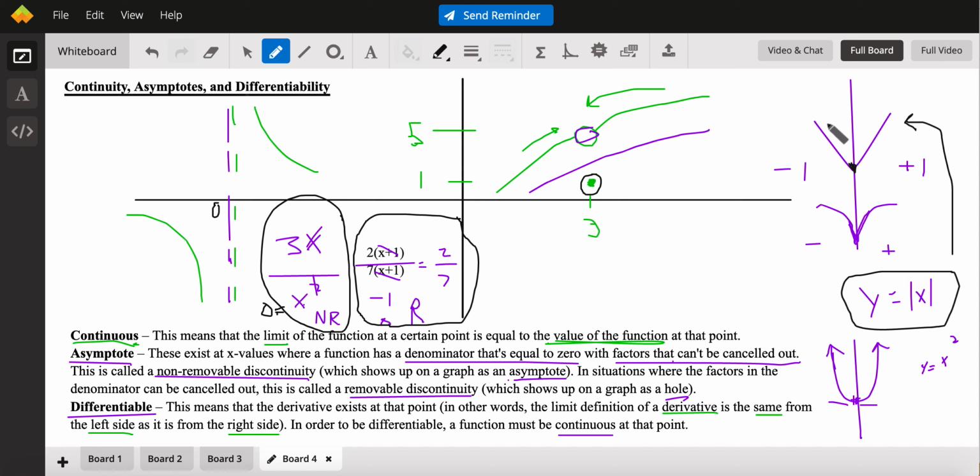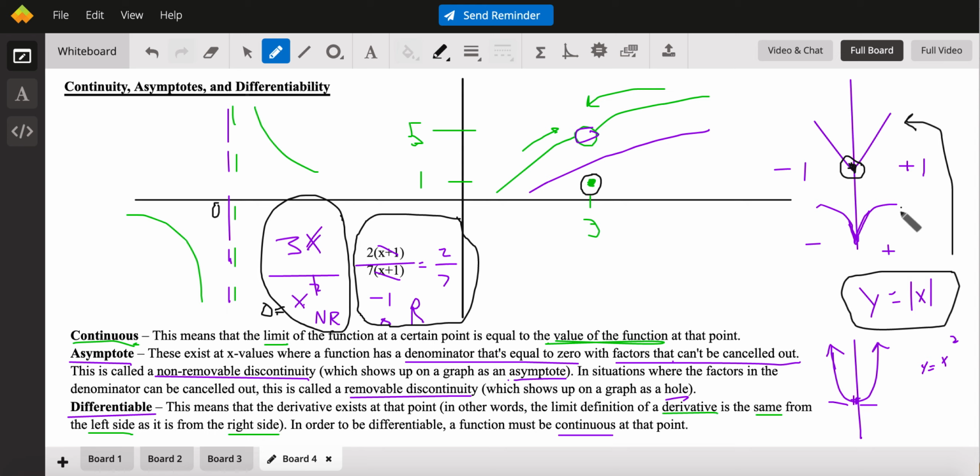In this case, the derivative on the left side looks like it's about negative 1, and on the right side it looks like it's about positive 1. So you don't have the same derivative on the left side as you have on the right side of this point. Therefore, your derivative won't exist there, and y equals absolute value of x won't be differentiable at this point. Another example is a cusp.